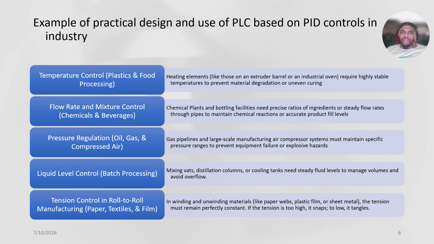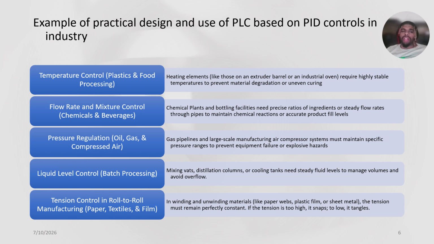Some examples of these controls include temperature control in plastics and food processing companies. The heating elements, like those of an extruder barrel or an industrial oven, require highly stable temperatures to prevent material degradation or uneven curing. And flow rate and mixture controls, like chemicals and beverages. Chemical plants and bottle facilities need precise ratios of ingredients or steady flow rates through pipes to maintain chemical reactions or accurate product fill levels.